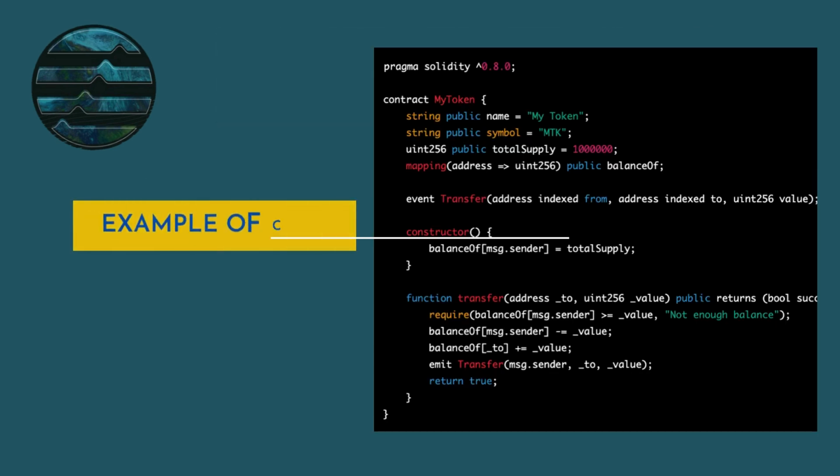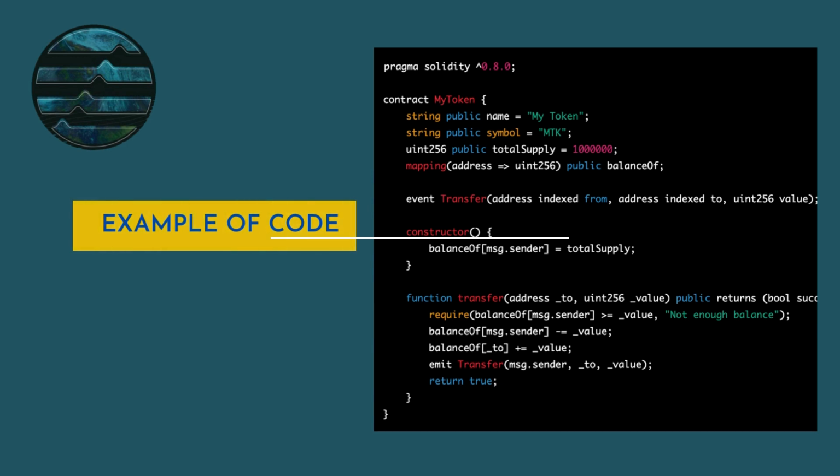Here is an example of a smart contract written in Solidity, which is the programming language used for smart contracts on the Ethereum blockchain. This is a simple example of a token contract. The contract creates a token with a total supply of 1 million and a symbol of MTK. The balance of mapping keeps track of the balance of each account, and the transfer function is used to transfer tokens from one account to another.